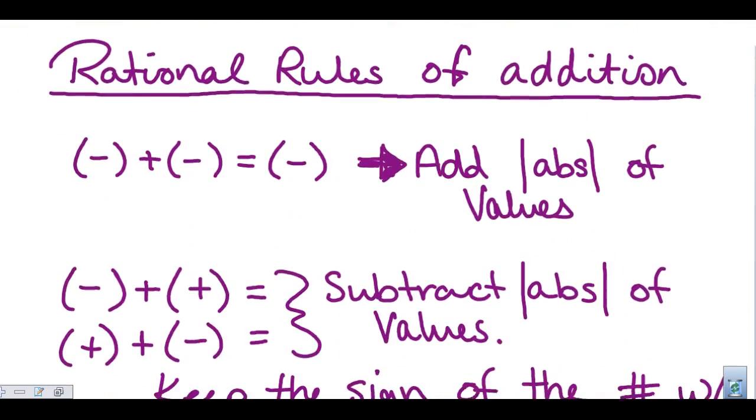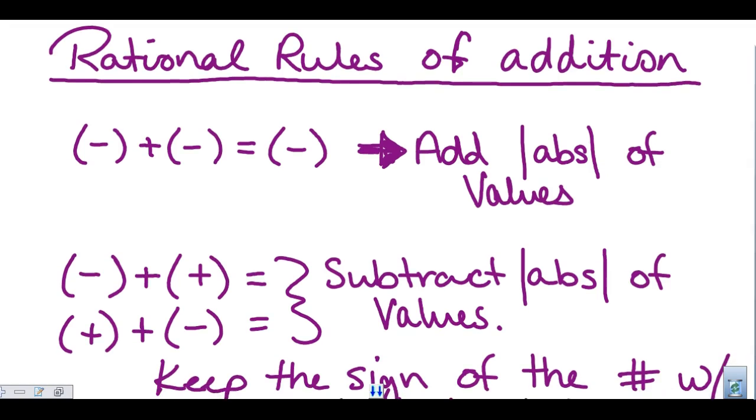As a reminder, your rational rules of addition are: if you're adding two negatives together, you're going to get a negative as an answer. In order to find the value of that negative, you simply add the absolute values together.